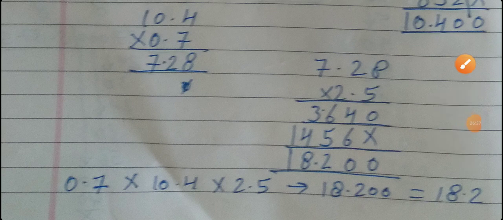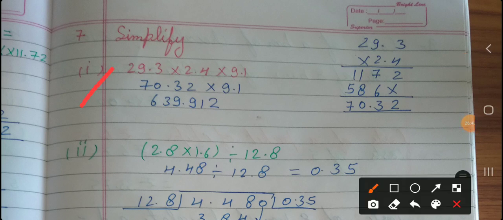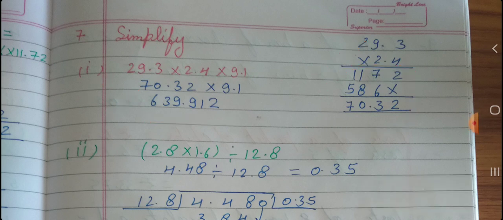Student, the last part you have to try yourself of this question number 6. Question number 7 is here. Simplify. First part I am taking here 29.3 multiplied by 2.4. 29.3 and 2.4. On multiplication we are getting this 70.32. Now we have to multiply this by 9.1. Then we are getting 639.912. Come to the second part.